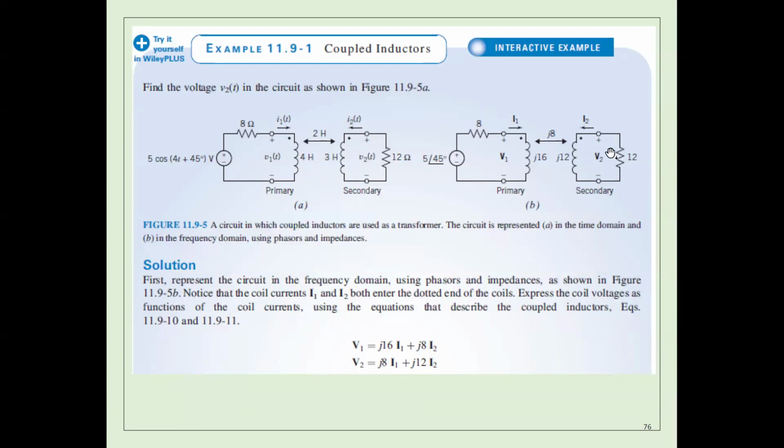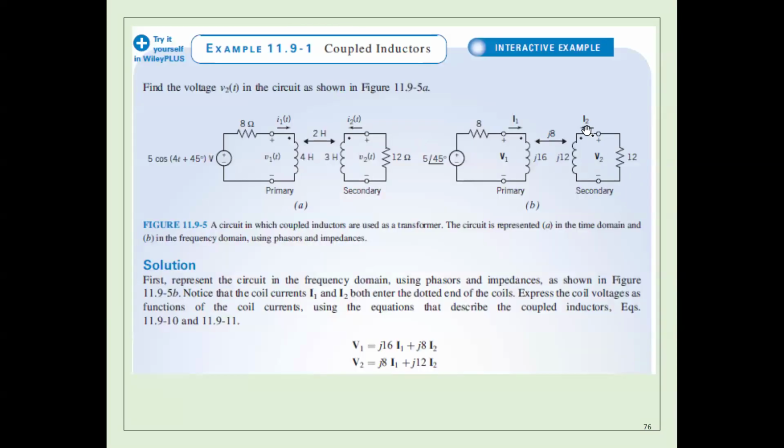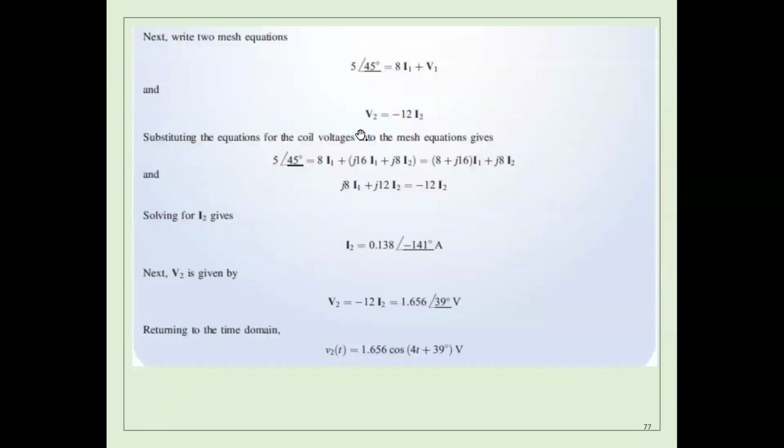Maybe this part is going to confuse you: why is this one negative, not positive? You can look at the direction here. I2 is going this way, but the voltage V2 is negative, so the current will go this way, and that's why we have a negative. If you know the current goes this way, then this one must be positive and that one negative. That's why V2 now equals negative 12 I2.